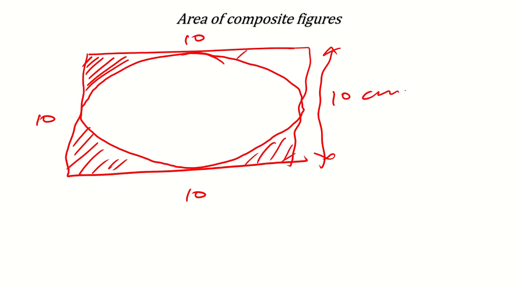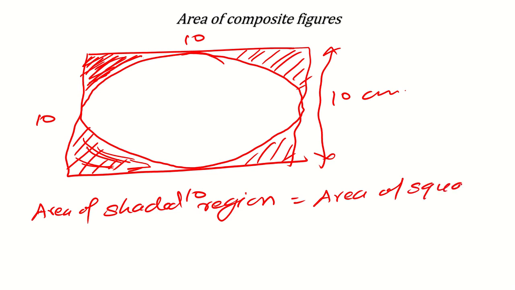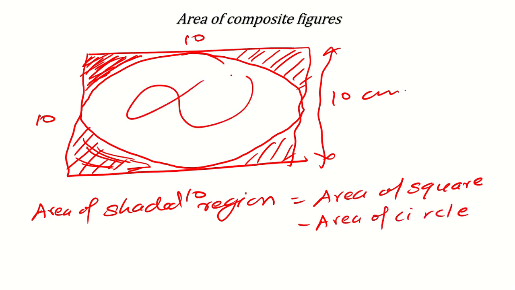This type of question can be in the exam, because it is dealing with a square and a circle, something you have studied in grade 6 or in term 1. So how will you do it? Area of shaded region is equal to what? Area of square. See, this is the analytical method. Area of square means this complete big area minus area of circle, because if you subtract the area inside from the area of square, you will get the outside area.